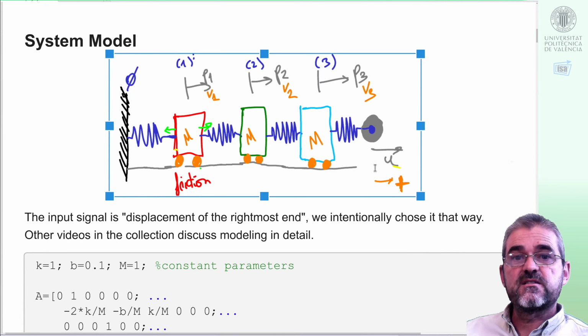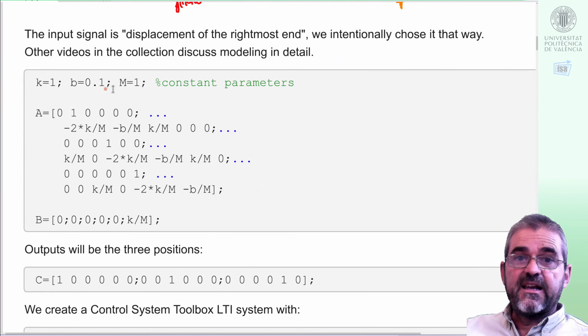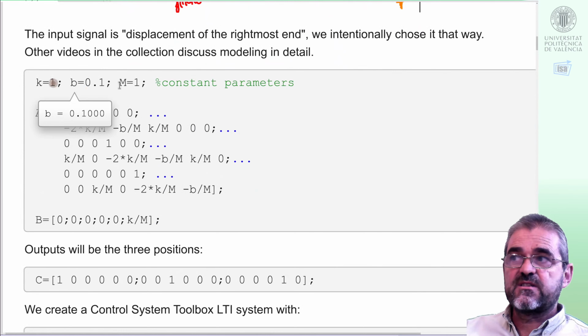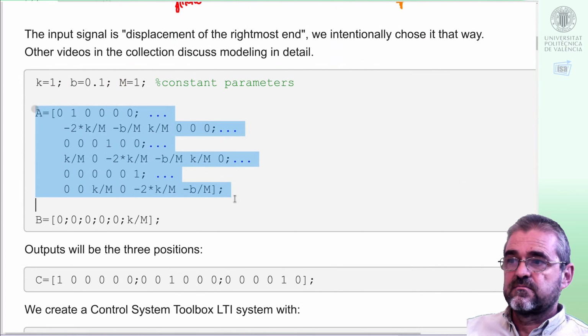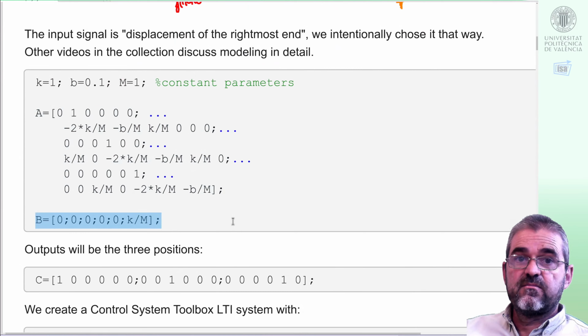The normalized state space representation had this form. It was developed in a prior video, so we just need to input these A and B matrices into MATLAB, so let's do it. I'll give some values to the constant parameters, the friction and spring coefficients, and the mass. So this is A, and this is B.